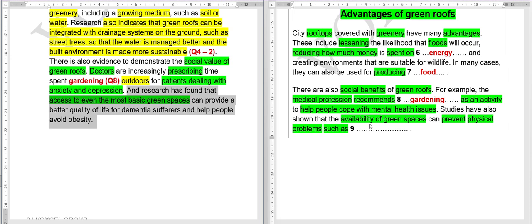Okay, time's up, and the answer to this particular question is yes, obesity. I hope you were able to find this particular answer. If not, don't worry. As always, I will explain why this is our answer, how we arrived at it. Just give me a second.